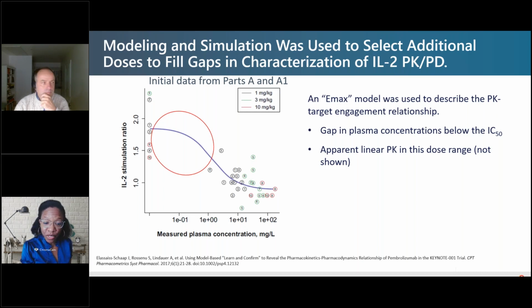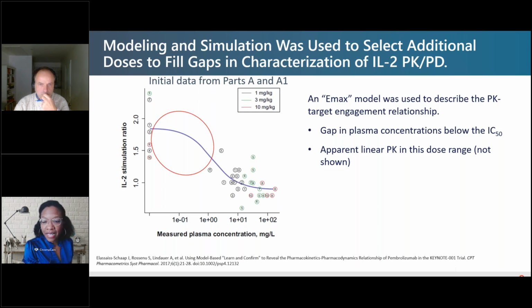Both the data and the model indicated that saturation or near saturation of the drug effect at all 3 dose levels was evident, as we can see the IL-2 stimulation approaching 1. However, there was a large gap in the PK/PD data between the lowest concentrations and the higher concentrations. So as a result, the estimate of the IC50, which is the concentration that produces the half maximal inhibitory drug effect, was not considered reliable, and so the PK/PD relationship was not well characterized.